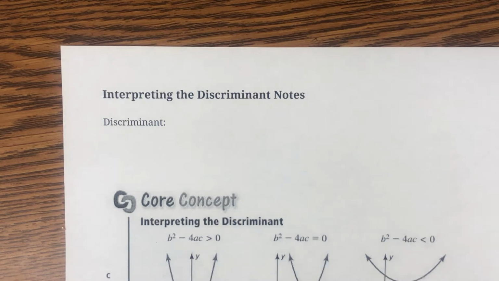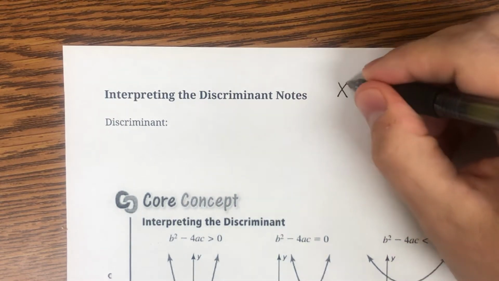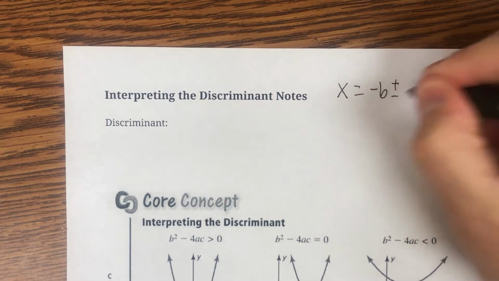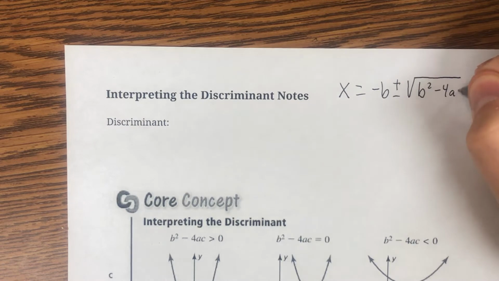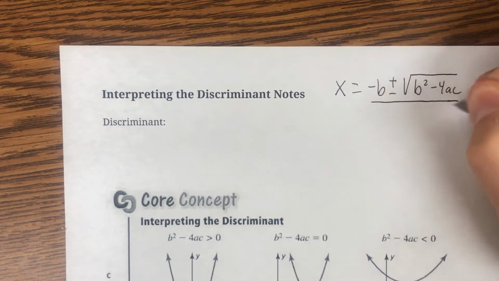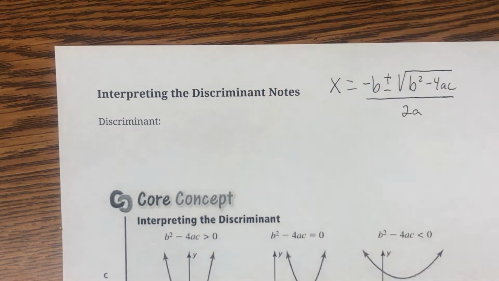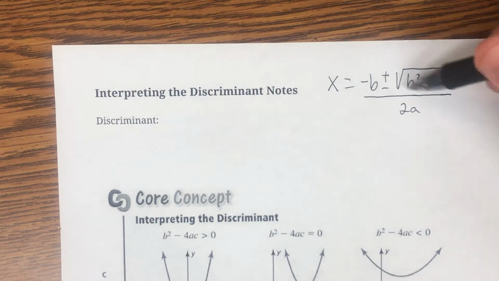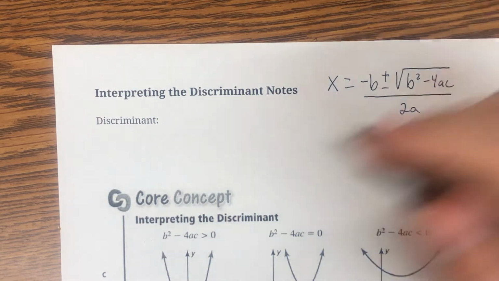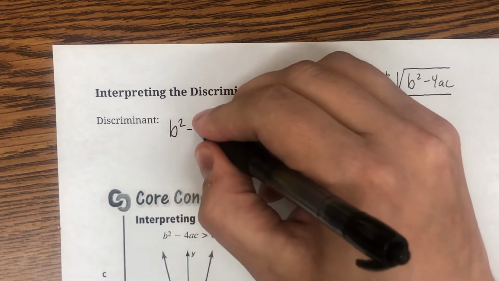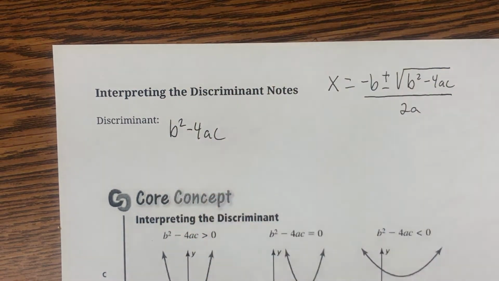Goal for today is to use the discriminant inside of the quadratic formula. If we think back to what the quadratic formula was, x equals negative b plus or minus the square root of b squared minus 4ac all over 2a. That was how we used the quadratic formula. The discriminant is what's inside of the square root, or inside the radical. The discriminant is b squared minus 4ac, okay?